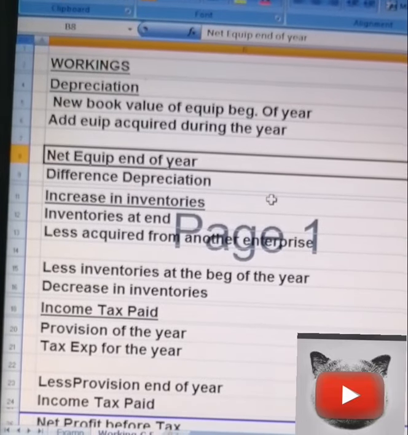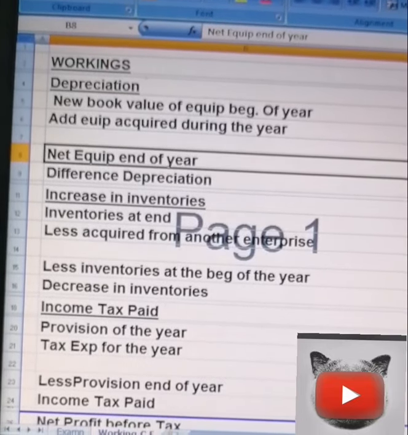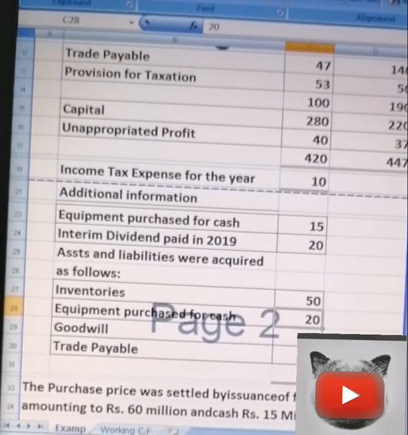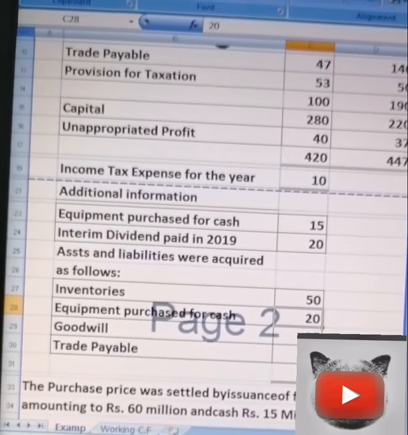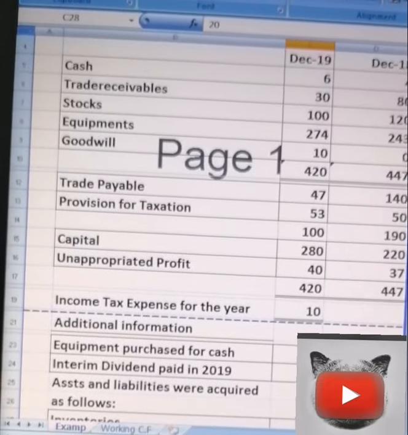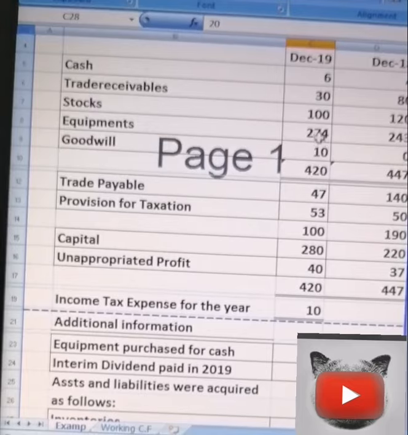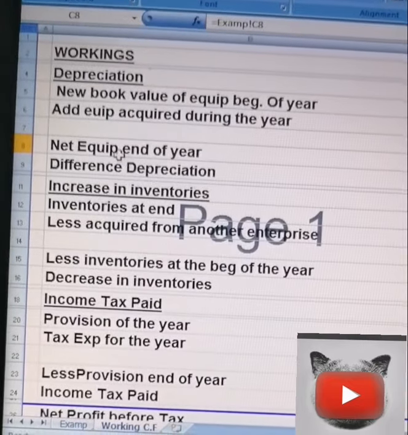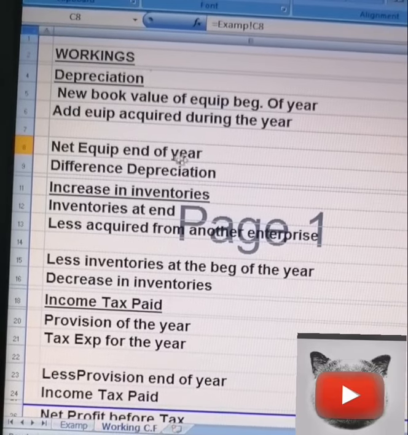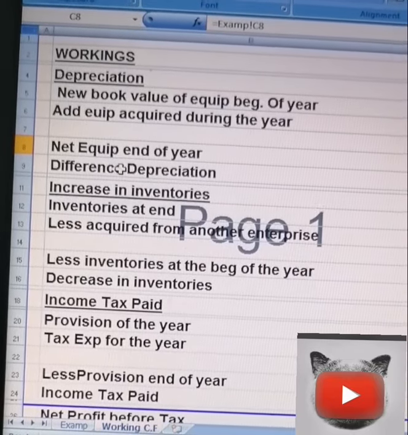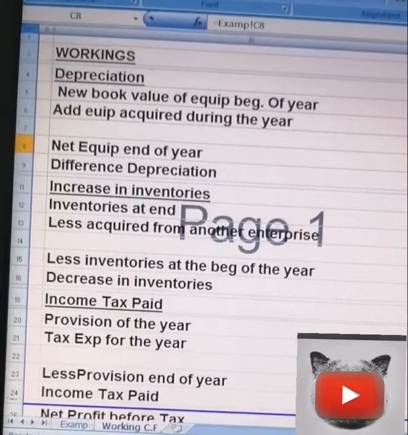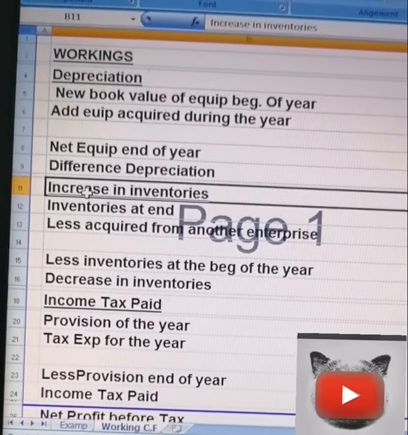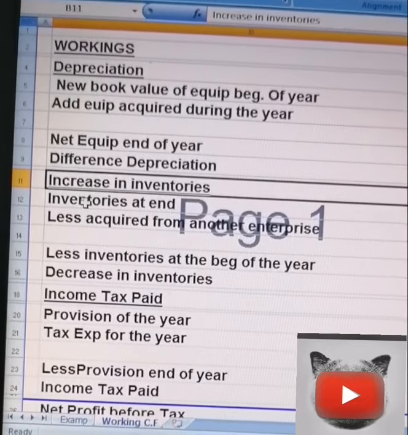End of the year equipment cost was 274 million, which is shown here. This is 274 million. When we reduce it, the difference comes to the depreciation for the year. This is 4 million.